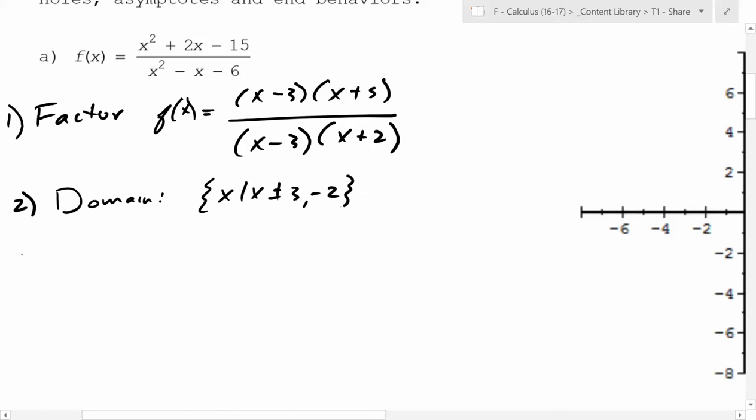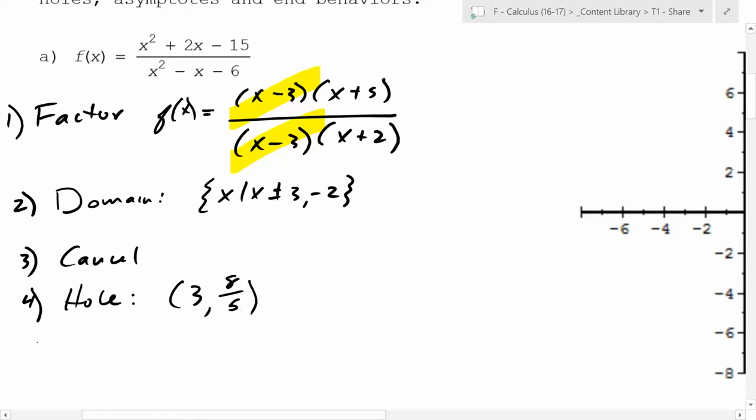Correct. Nice. Now you can cancel. So what cancels now? What cancels, Natalie? X minus 3. Excellent. So after we cancel, what can we find now? The hole, exactly. If there was a hole, that's going to be x equals 3, and then you plug 3 in, and what do you get? 8/5. Nice.